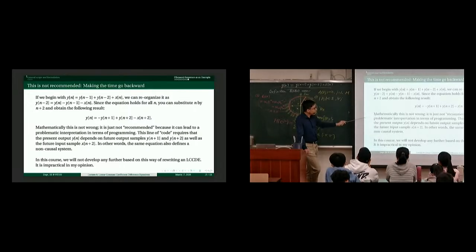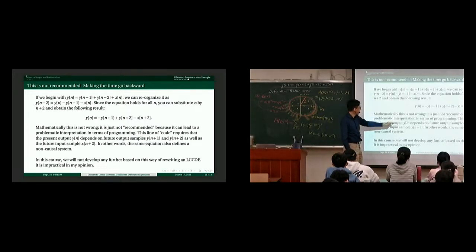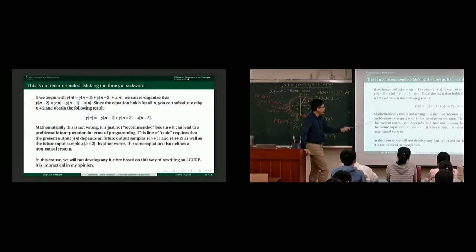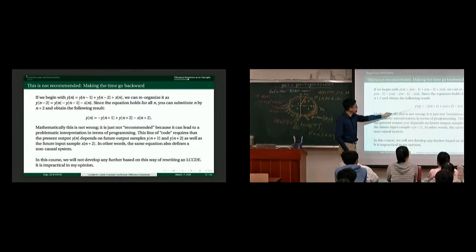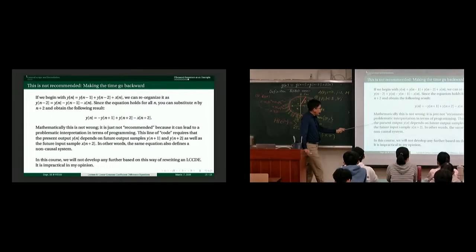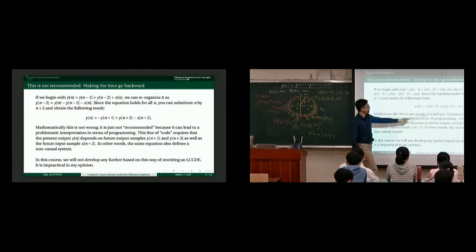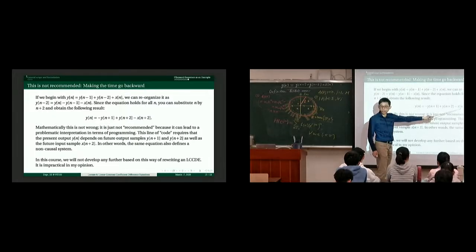Okay, so this is my interpretation, okay? Mathematically, this is not wrong. It's just that I don't recommend doing this, because the interpretation is problematic. Now you have a line of code that seems to suggest that your current output should depend on future output, right? This line of code requires that the present output depend on future output samples, as well as the future input. It hasn't arrived yet.